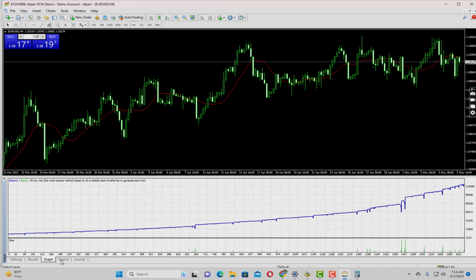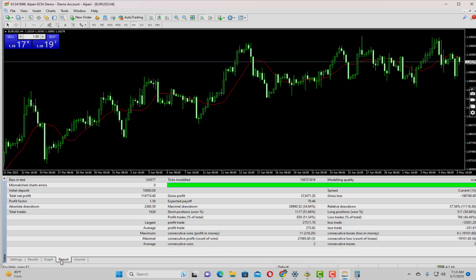Our backtest has completed. Let's check the report. This time we have a crazy profit. Yes, the drawdown is a bit high, but if you look at the profit, it is 10 times your initial deposit. Isn't that crazy?